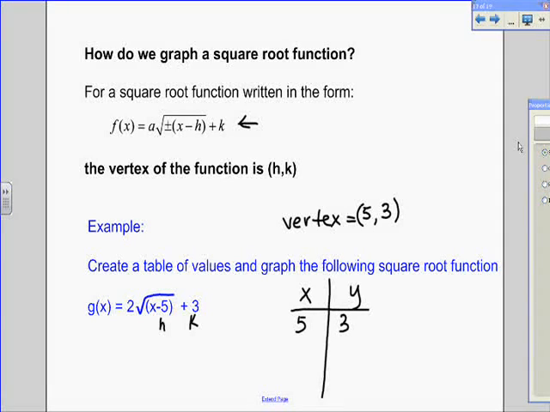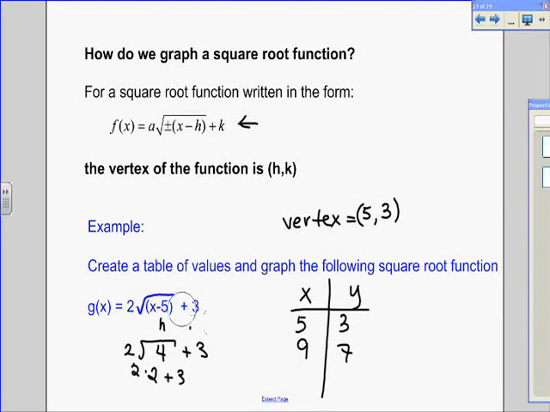So let's choose another point, and I'm going to make sure that whenever I choose my next point that I choose something that will give me a non-decimal. So I want to make sure that whatever minus 5 will give me something that I can take the square root of. So I'm going to choose 9. So I have 9 minus 5, which gives me 4. So I end up with 2 times the square root of 9 minus 5, which is 4, plus 3. Well, the square root of 4 is 2. So 2 times 2 plus 3. So 4 plus 3, which will give me 7.